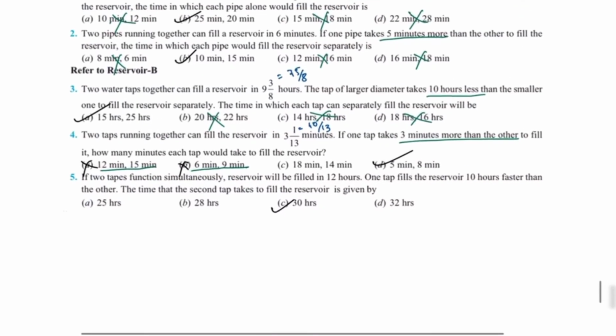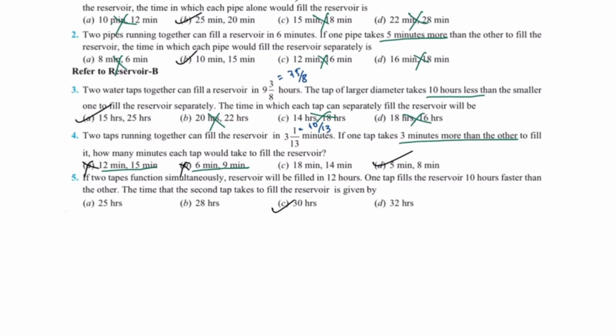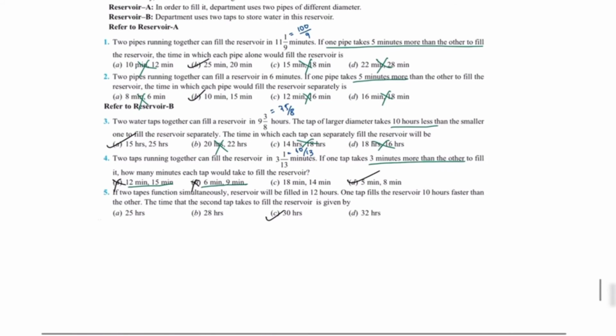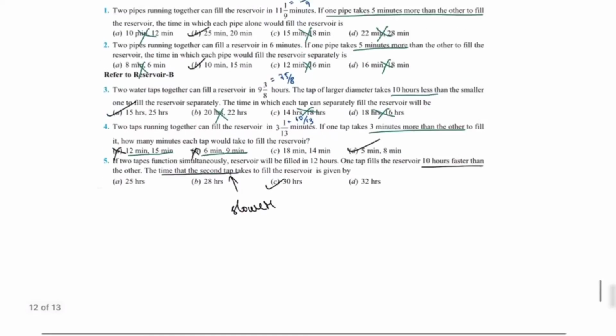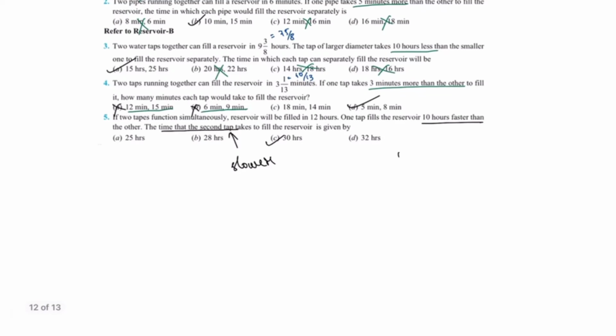Okay. Two taps function simultaneously, the reservoir is filled in 12 hours. Now this one you had to solve the equation. There is no other way that you know to actually get to this 30. Oh, wait a minute, actually there is a way. How? You see, one is 10 hours faster than the second tap. So second tap, you can see here, is slower, right? So what was our equation? 1 by x plus 1 by x plus 10 should have given us 1 by 12.